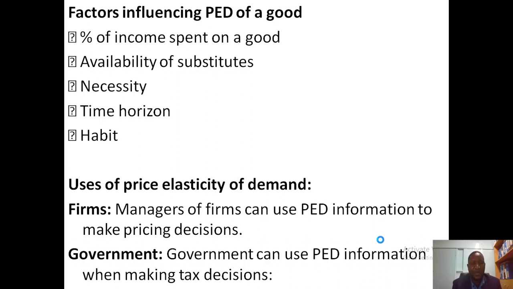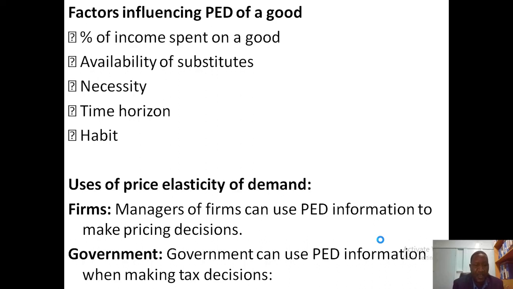Let me come again on that point. It's a very important point. If the product has elastic demand, managers may decide to reduce the prices for those products in order to increase the total revenue, since the percentage change in the price for the product will result in a bigger percentage change in quantity demanded. So when you reduce the price by a certain percentage, the quantity demanded will increase by a bigger percentage than the percentage change in price.